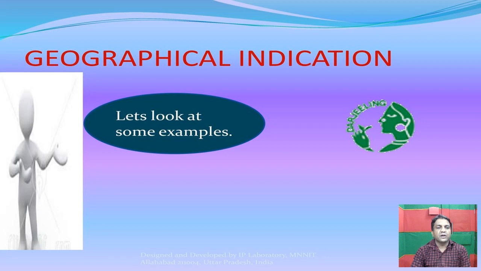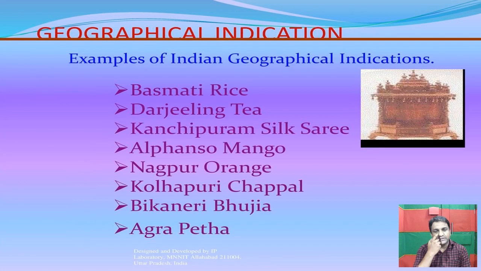After this definition, let's look at some examples of a geographical indication. With the help of examples, you can understand the concept of a geographical indication. Some examples of geographical indications: Basmati rice, Darjeeling tea, Kanchipuram silk sari, Alphonso mango, Nagpur orange, Kolhapuri chappal, Bikaneri bhujia, Agra peda.